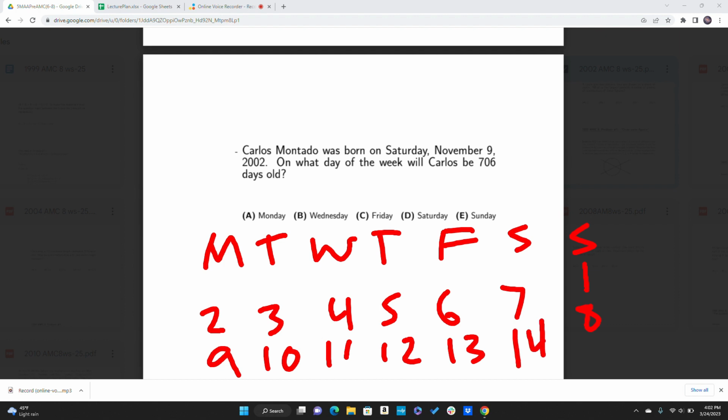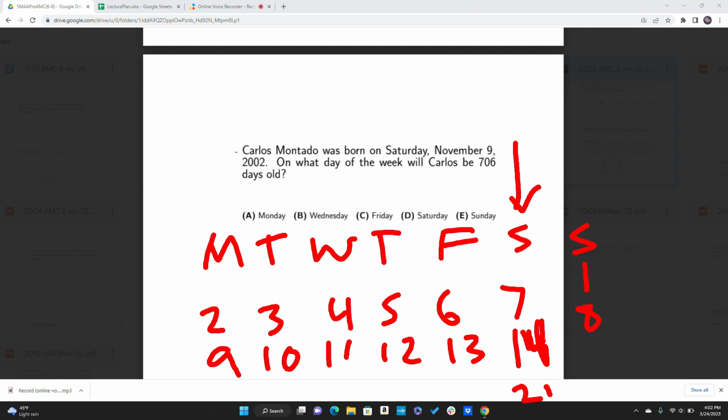Right? We see that every time Carlos is a multiple of 7 days old, that's on a Saturday. So on a Saturday, he'll be 7 days old. The next one, he'll be 14. After that, he'll be 21 days old. And it keeps going like that. So we could find what day of the week it is relative to how much of a multiple of 7 his age is. So that might be a little confusing, but let's get started.